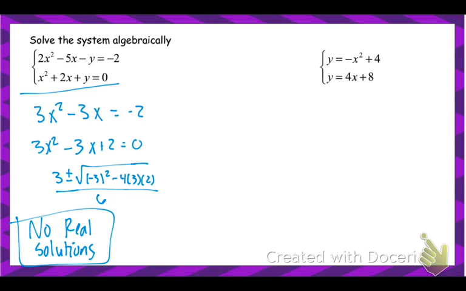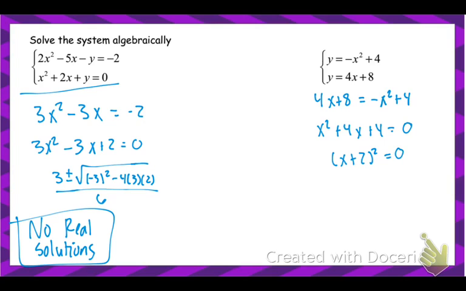All right, looking at the second one. This one may be easier to solve by substitution because I already know what y is. Well, then substitute it. So 4x plus 8 equals negative x squared plus 4. And then this is just a quadratic. This one can factor. So my only x value here is negative 2. Take that x value, plug it into either equation, and I have my solution.